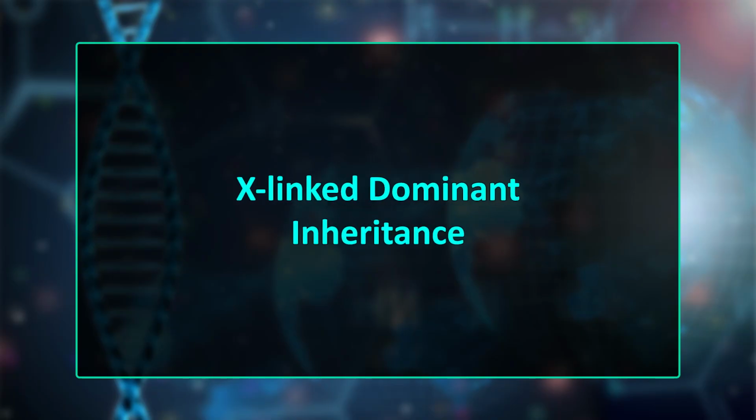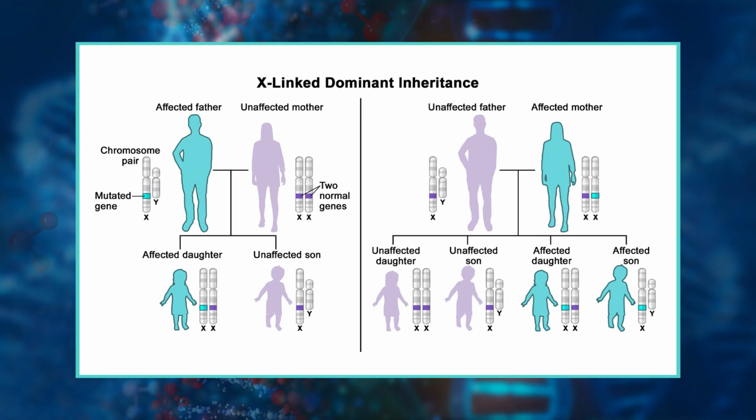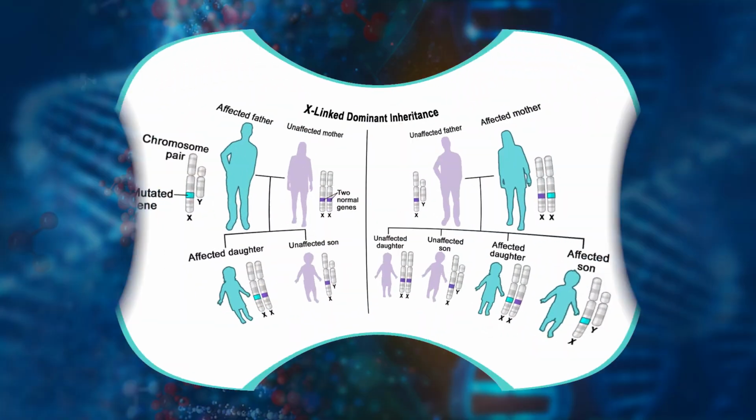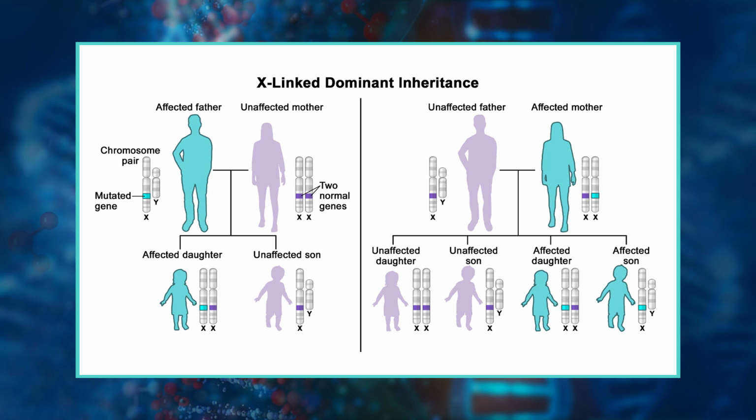Now let us discuss the X-linked dominant inheritance. When an abnormal allele for a gene that occurs on the X chromosome is dominant over the normal allele, the pattern is described as X-linked dominant. This is the case with vitamin D resistant rickets. An affected father would pass the disease gene to all of his daughters but none of his sons because he donates only the Y chromosome to his sons.